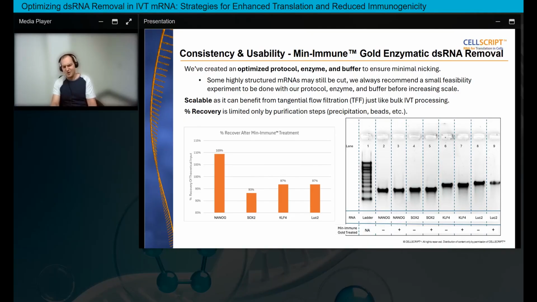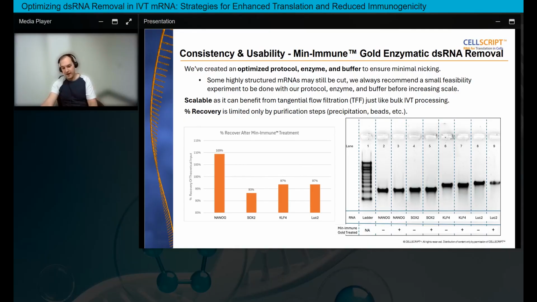But it's totally scalable. It can benefit from tangential flow filtration, just like bulk IVT, which is done in huge scales. It's the same thing because an enzymatic solution doesn't require any special material. It just requires RNA. It requires the enzyme. And the percent recovery is great too, because it's only going to be limited by the purification steps that you already use. If your purification step has a really high recovery, then this will have a really high recovery because it's just the same as what you use to produce IVT with, I assume.